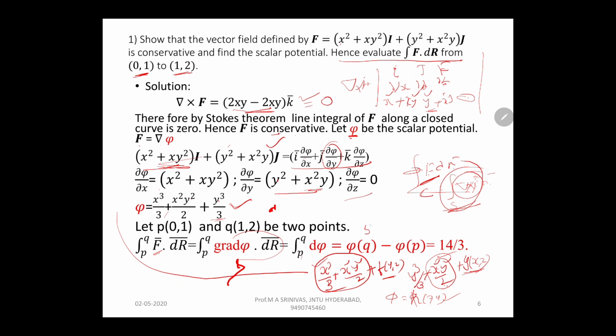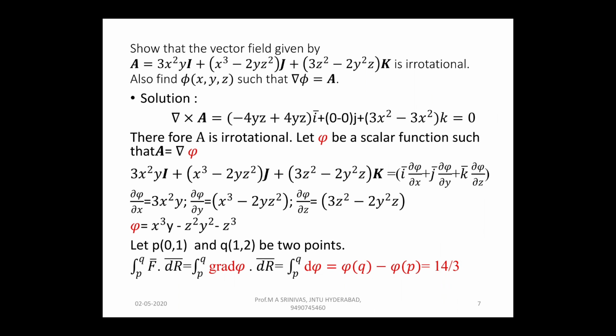First, this is 5 minus phi at P. In P, x is 0, so these two will go out. This value will be there, 1 by 3. 5 by 3 minus 1 by 3 will be 14 by 3. So the line integral of f bar dot dr bar is 14 by 3. So this is the first problem. So, coming to the next one.